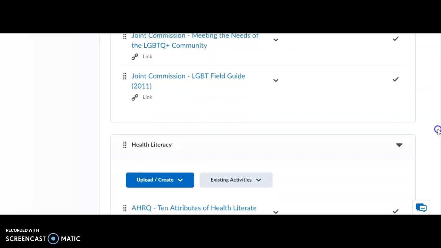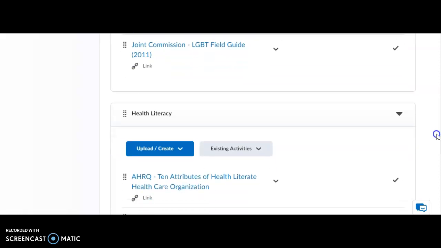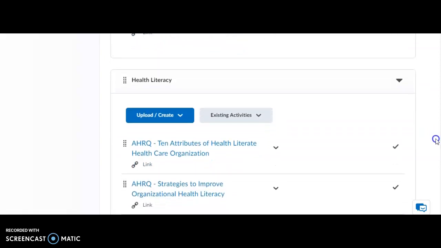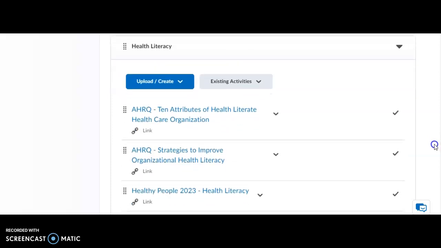It is so important that we know how to deliver information in order to provide the most appropriate care to those we serve. Please do take some time to look at the 10 attributes of a health literate healthcare organization and how you can facilitate growth across this topic within your organization.